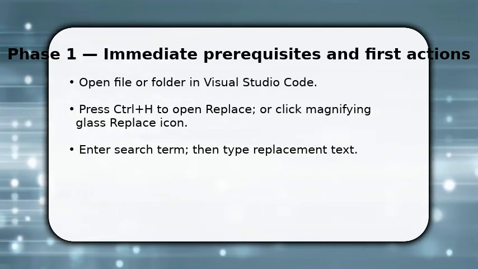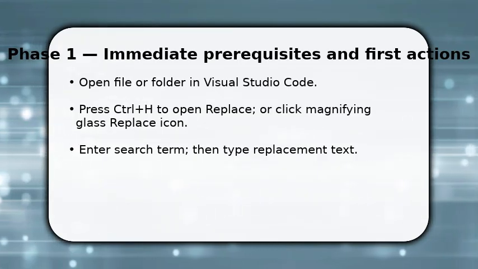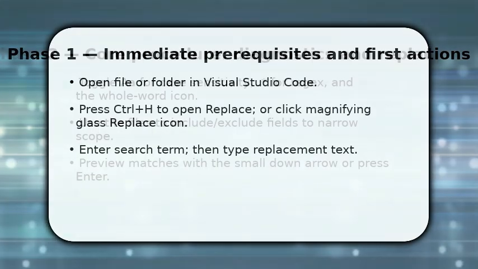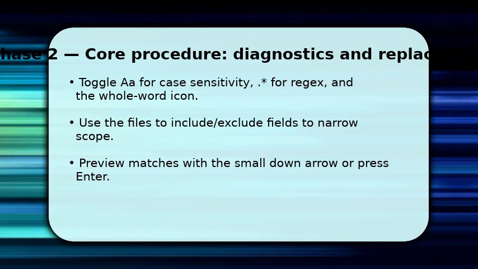Set your scope first. Choose current file, folder, or entire workspace before running replacements so you control where changes will occur. Next, refine how replacements run by using the Options row. Toggle case sensitivity for exact casing, use regex for patterns, and enable whole word to avoid partial matches.